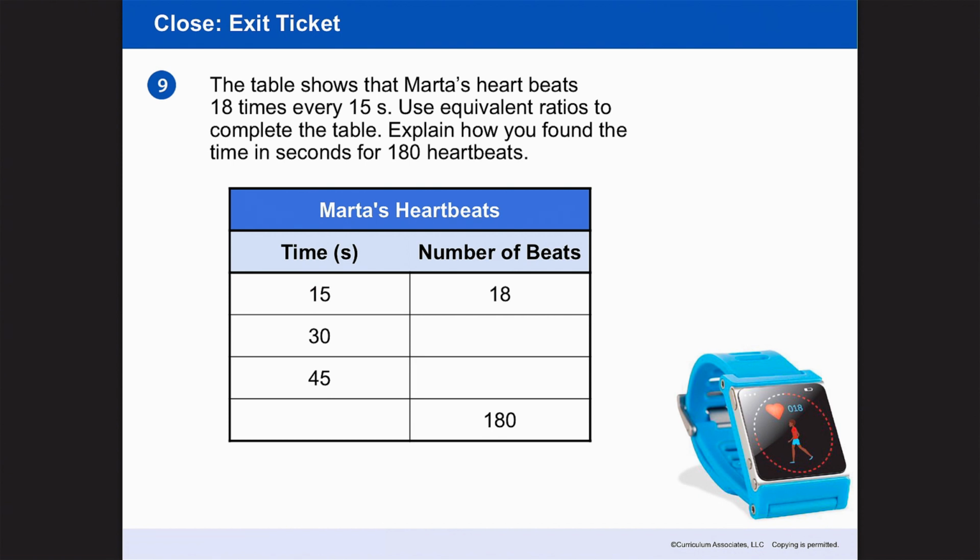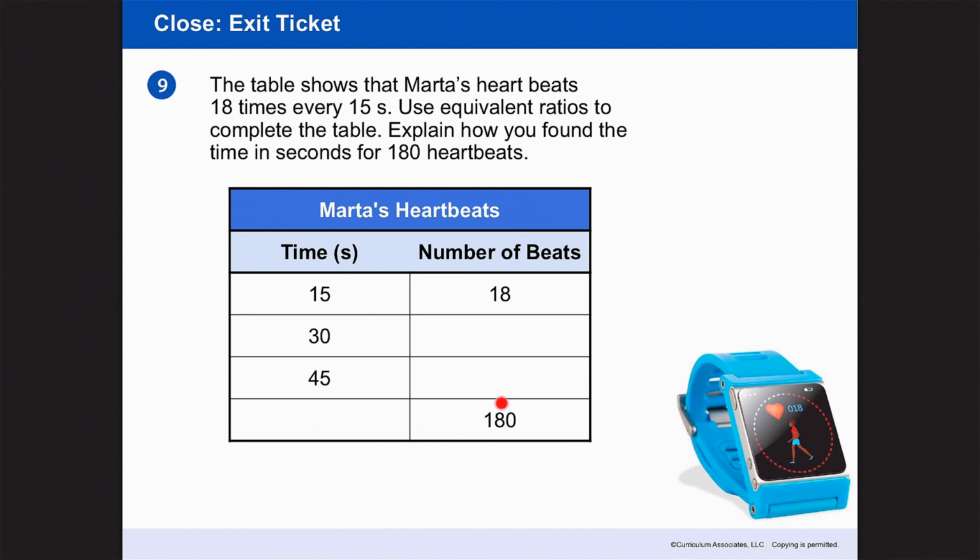This table got cut off of my last video. It says the table shows that Martha's heartbeat is 18 times every 15 seconds. Okay, 18 times every 15 seconds. Use equivalent ratios to complete the table. Explain how you found the time in seconds for 180 heartbeats.